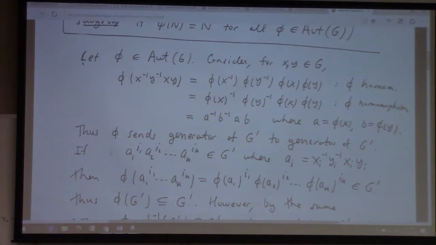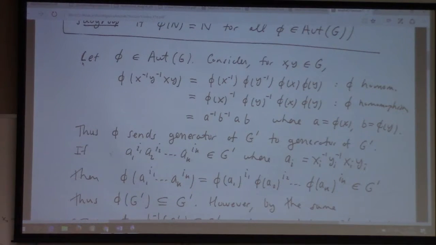you can generalize. If I take a general element in the commutator group, by properties of homomorphism, this is equal to that. But we've already proved that this is an element of the commutator subgroup by this calculation up here. So this is a product of things in the commutator subgroup, so it's again an element of the commutator subgroup.